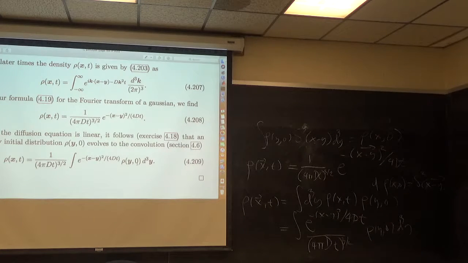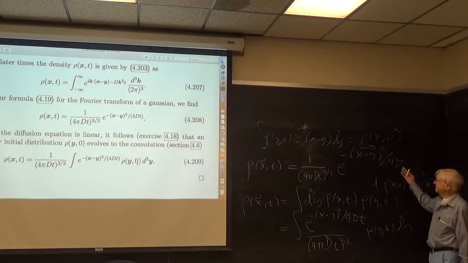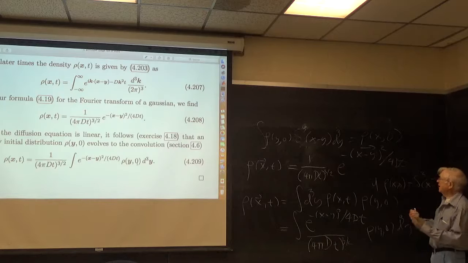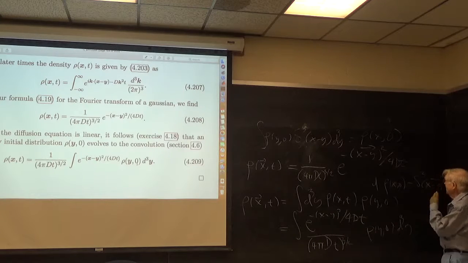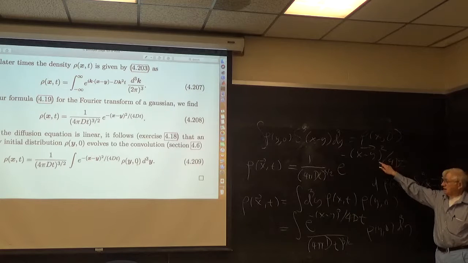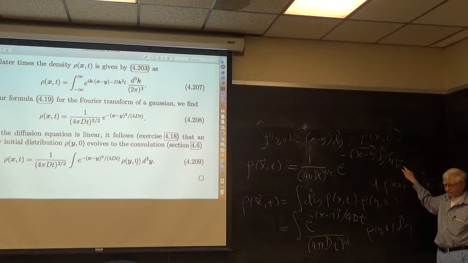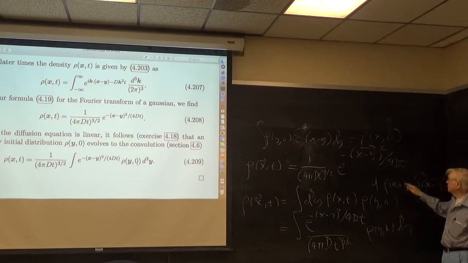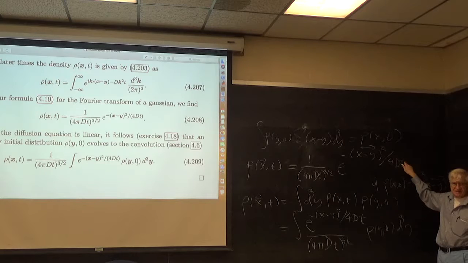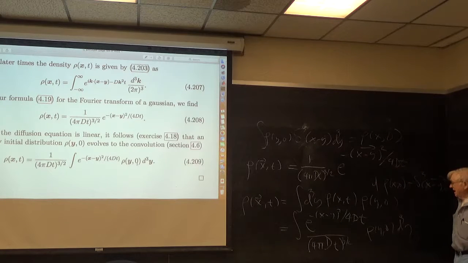By the way, this solution is intrinsically interesting. It says that if you have diffusion, the progress of the diffusion goes as the square root of the time. That's why it's t here rather than t squared.